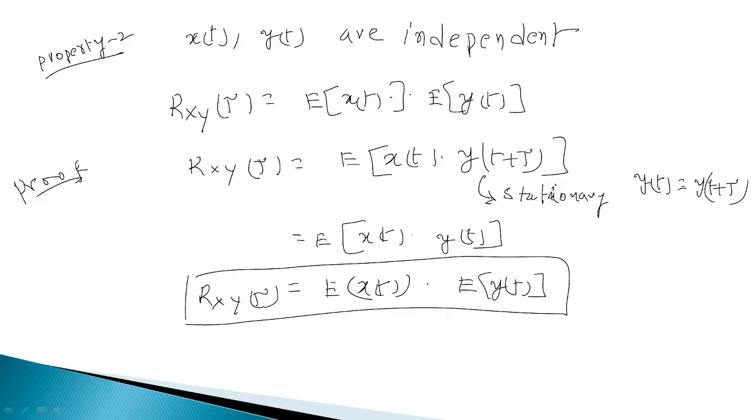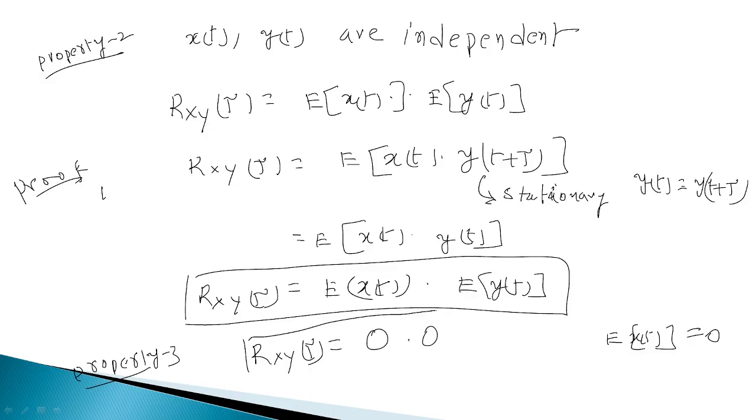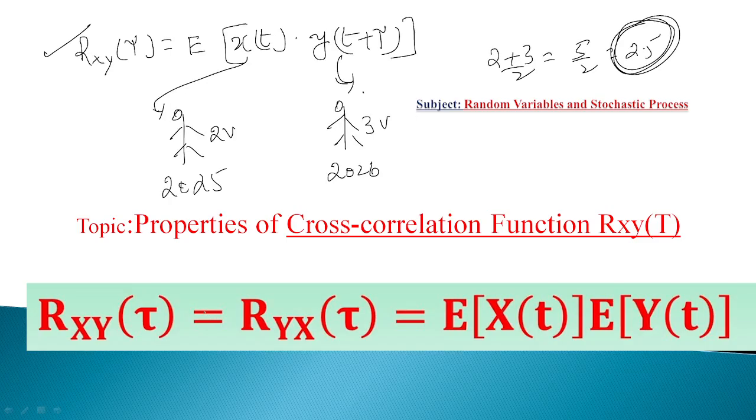This is property 2. And coming to property 3: if the means of x of t and y of t are equal to 0, then we can write R_XY of tau equal to 0. Mean means E of x of t; if it is 0, we can write 0 into 0, that is equal to R_XY of tau. So this is the third property. As I said, these are the important properties for cross correlation.